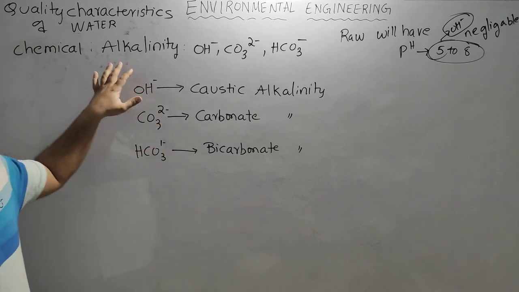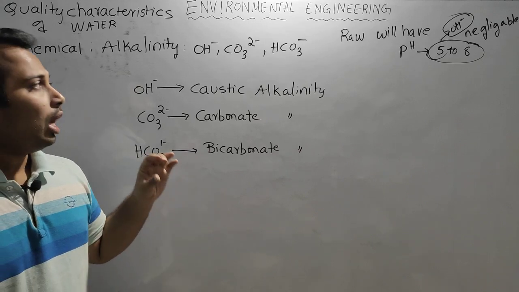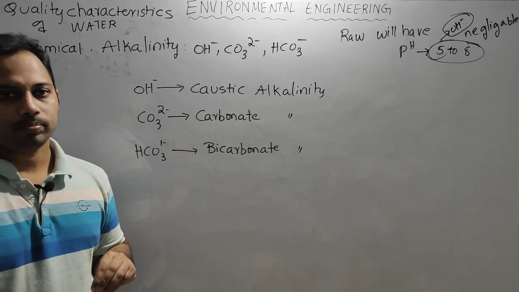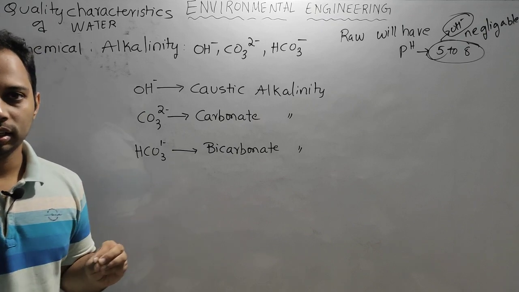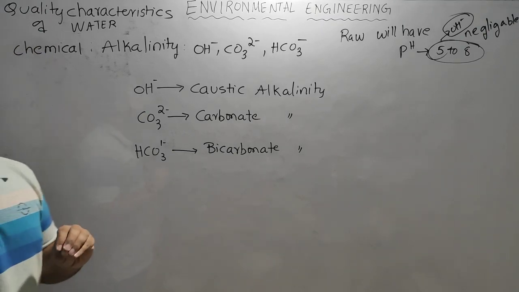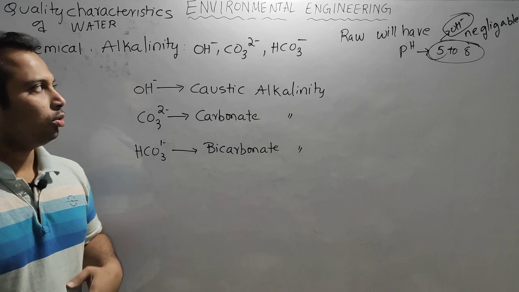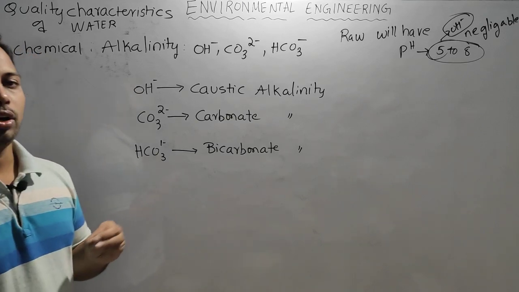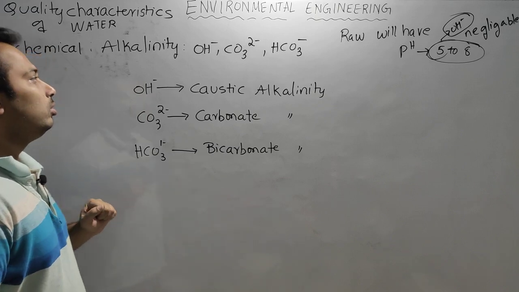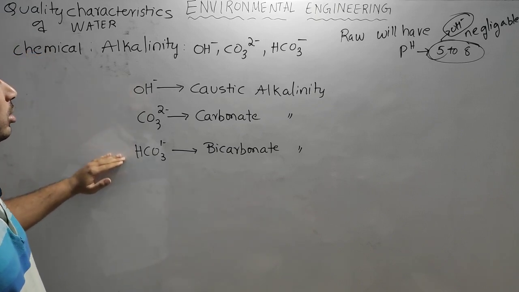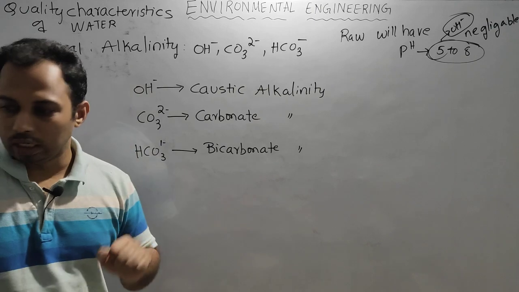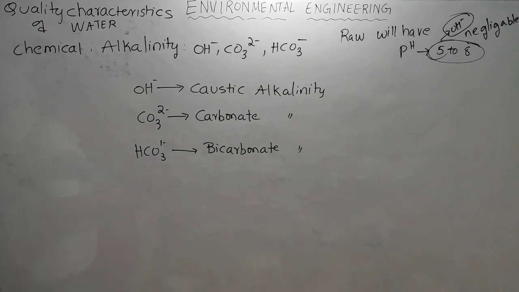And what is meant by alkalinity? Alkalinity is nothing but the capacity to neutralize the acid, or to neutralize the H plus ion concentration. So this is the capacity to neutralize hydrogen ions. So these are the three major compounds which cause alkalinity. And let us learn a little more about alkalinity.